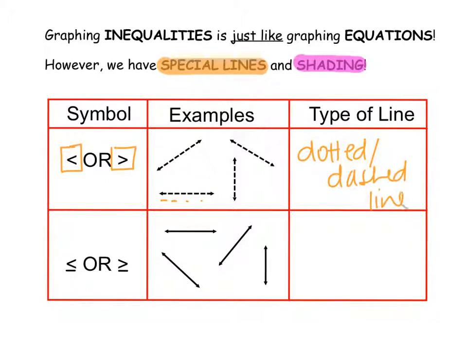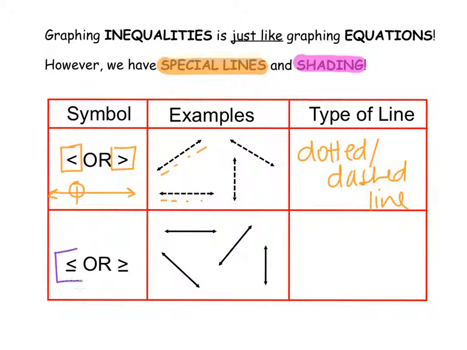We use this kind of line because we're saying that technically the points on the line are not included in our answer because it's not equal to. But the points can be up to that line without including that line. And it's kind of the same idea as when we would graph on a number line. We used an open circle. Open circle is going to be our dotted or dashed line now for these inequalities.